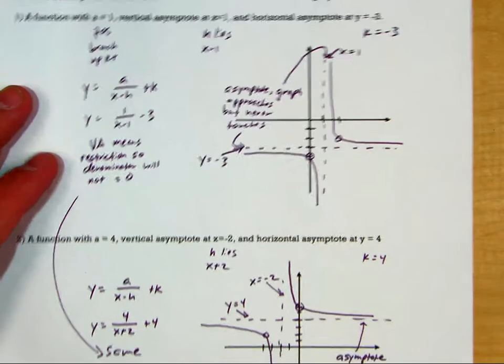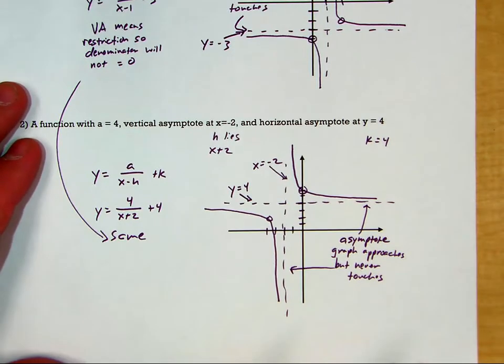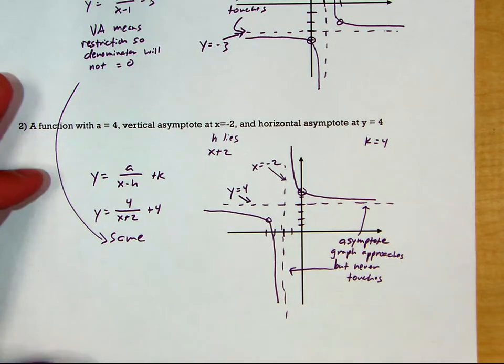So there's the first one for fourth period, and there's the second answer, more of the same stuff, just moving the asymptotes around. Okay, that's it.